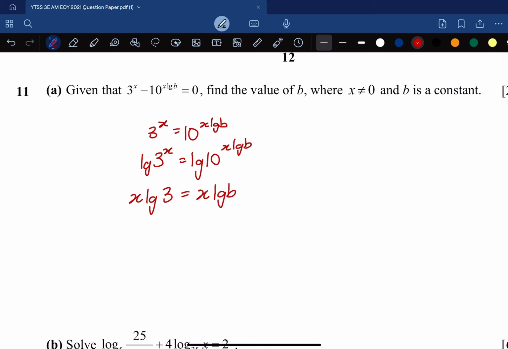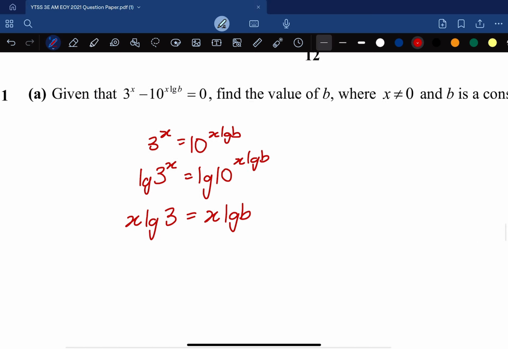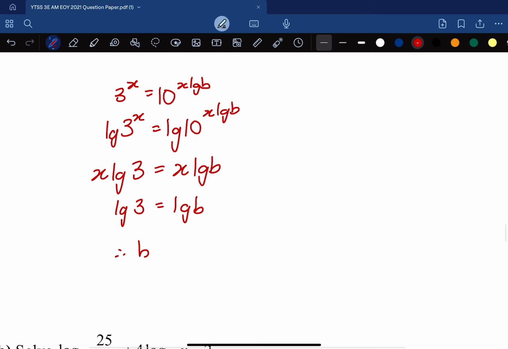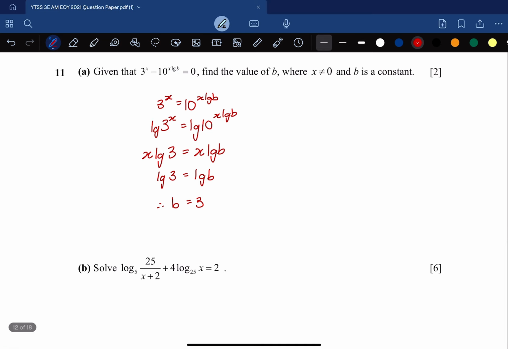So therefore, by comparison, we can see that in this case over here, x is not equal to 0, so we can cancel that out. So therefore, log 3 is equal to log b. Therefore, by comparison, b equals to 3. Okay, and this is the solution to 11 part A.